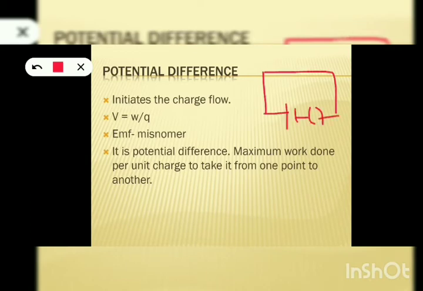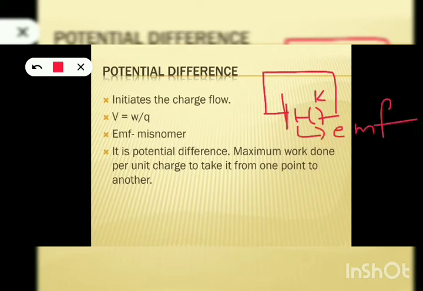What type of circuit is this? This is an open circuit. The key K is not closed, so no current flows through the circuit. At this time, the battery has got a potential difference, and that potential difference is known as EMF.